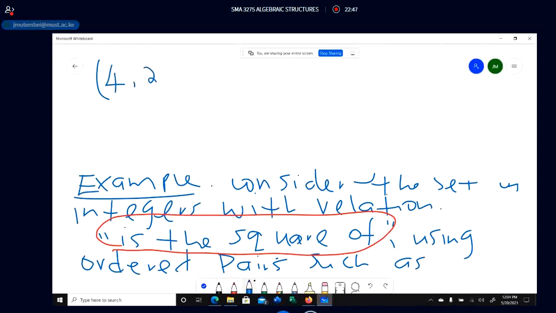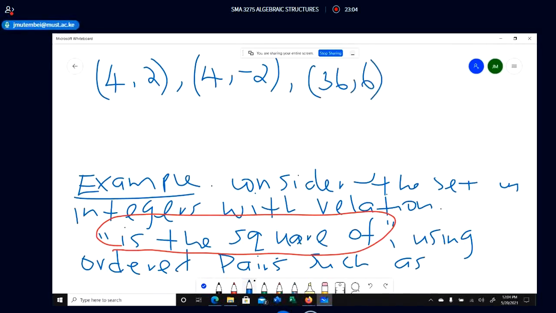4, 2. 4 is the square of 2. We can have another pair, 4, negative 2. 4 is the square of negative 2. 36, 6. 36 is the square of 6. Also, we can have 36, negative 6. 36 is the square of negative 6, etc. So these pairs, all of them obey the relation that we are having.